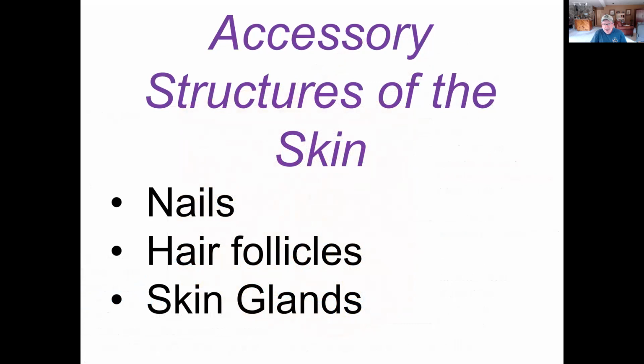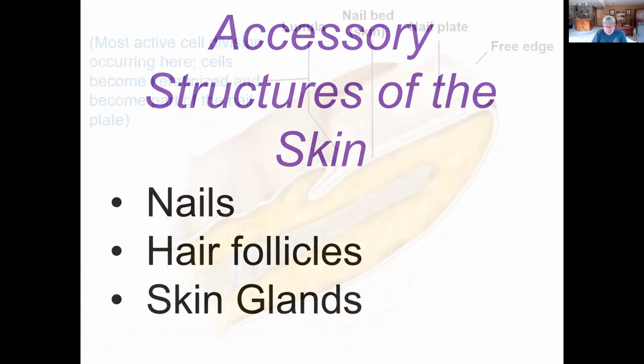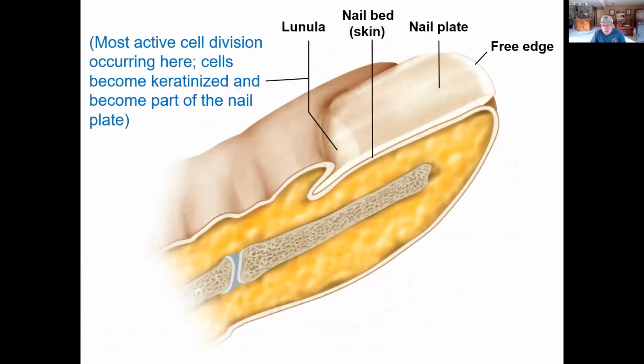Okay, some additional accessory structures found in the dermis. I think you've heard of most of these before, so these shouldn't be totally new, some of them anyway. Nails, our fingernails and toenails. What are they? Well, when you look at a fingernail or a toenail, you find, of course, this large thing called a nail plate. Now, this is actually composed of dead cells. Yeah, who would have ever thought?